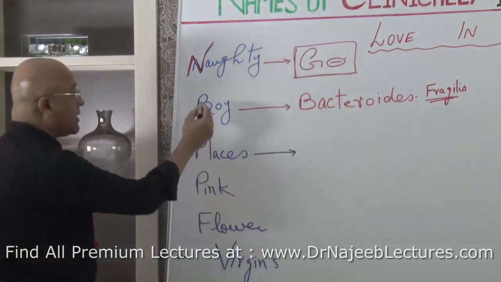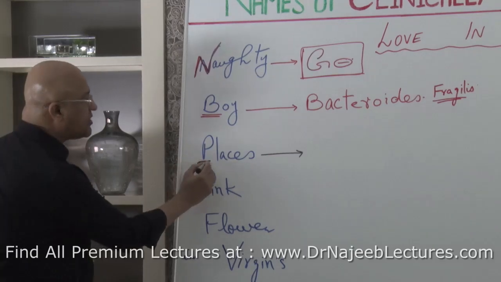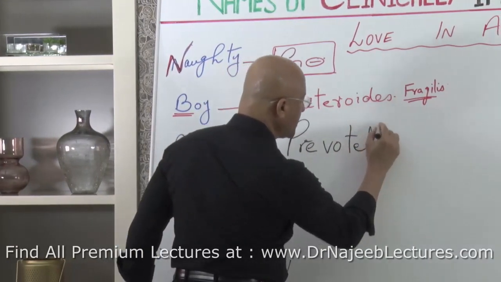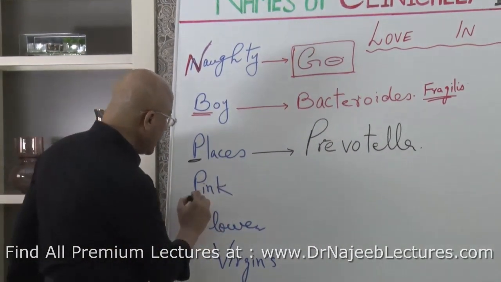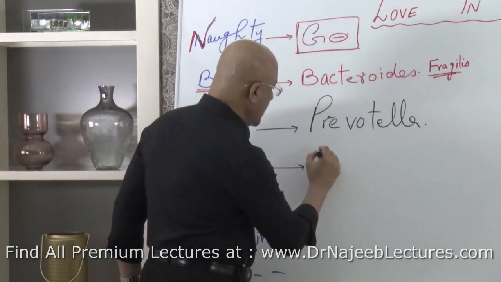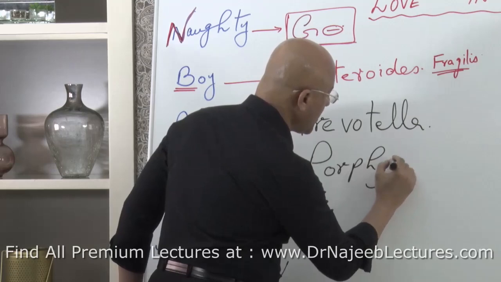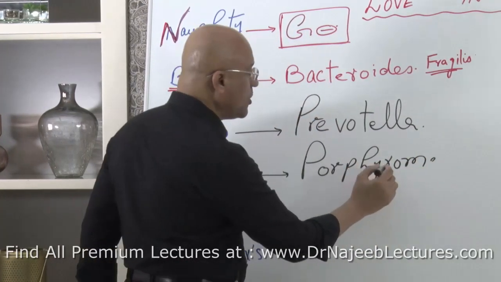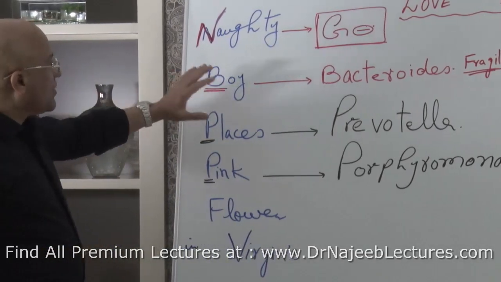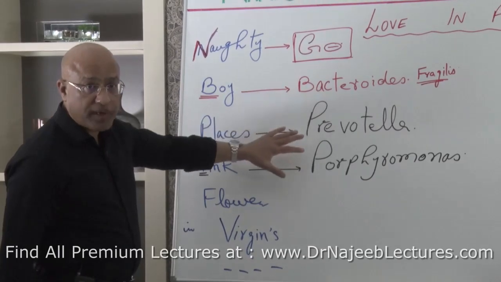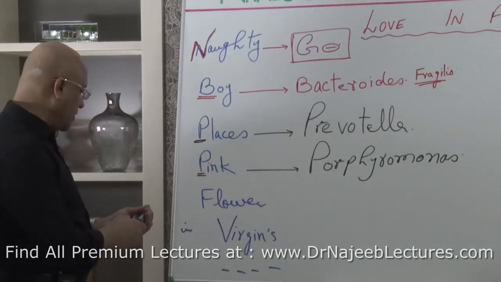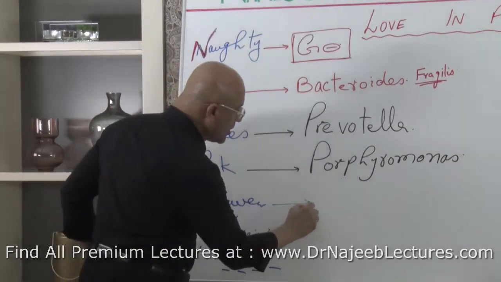The next is places. Now, what was the boy doing? He places pink flower. This P stands for Prevotella species. And pink stands for Porphyromonas. Now, I want to say something. We have just said that these are three important anaerobic gram-negative rods. And F stands for Fusobacterium.